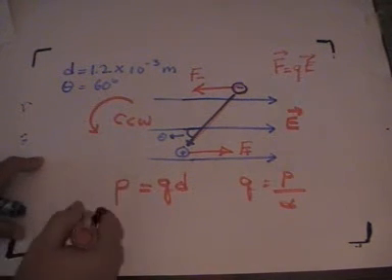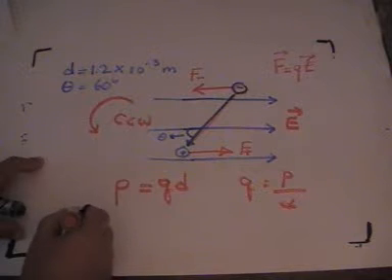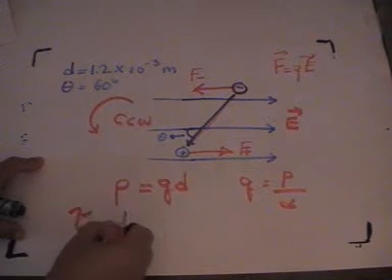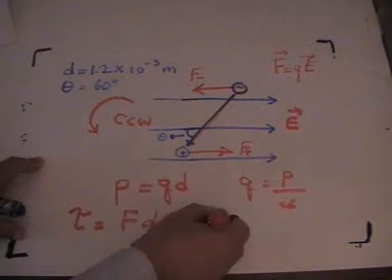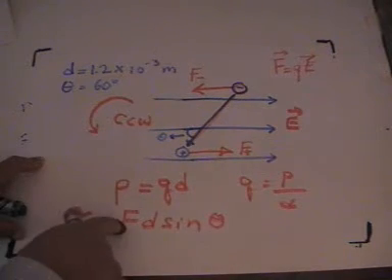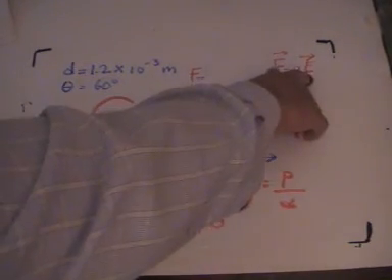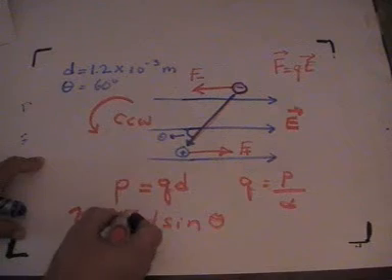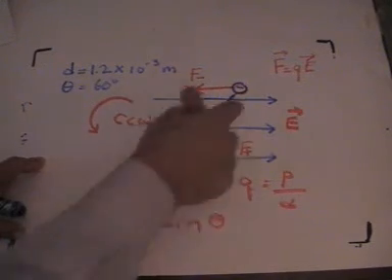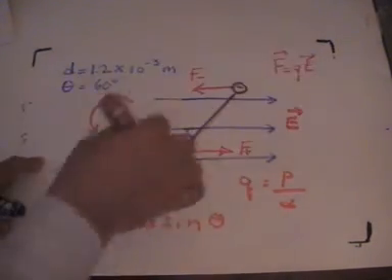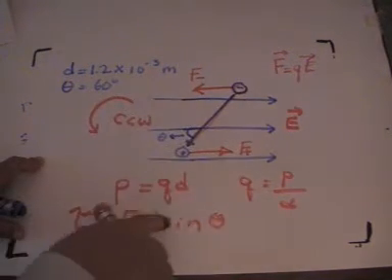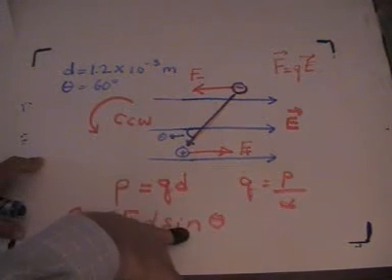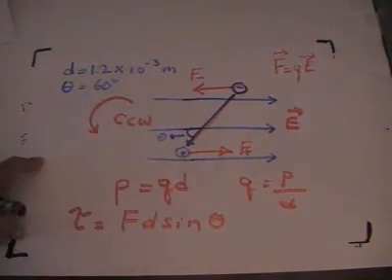And then he wants you to find the torque. Remember what the total torque is equal to? Torque is equal to F d sine theta. F is given, which is simply Q times E, and d is the distance between them, and sine theta is the sine of the angle here.